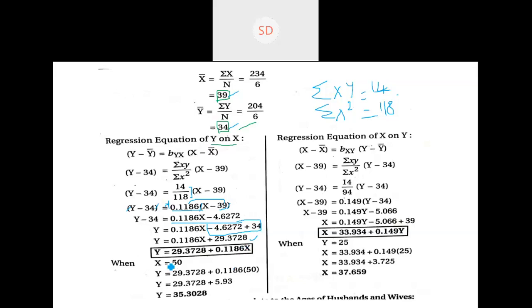Okay, so did you all understand the equation part? Any doubts in the equation calculation?